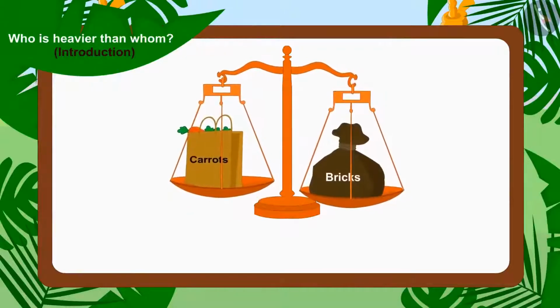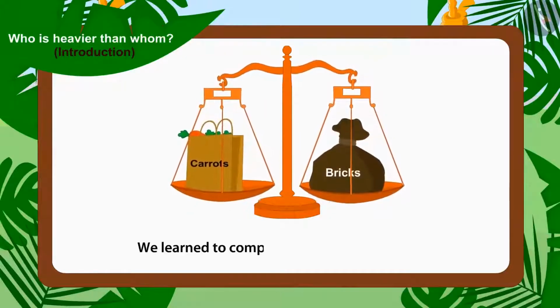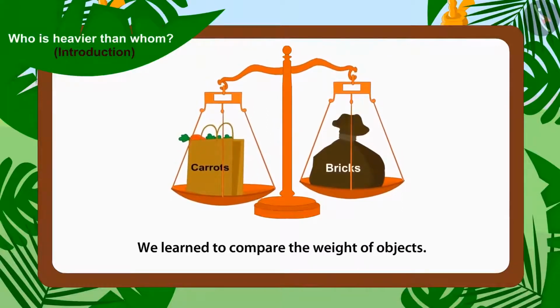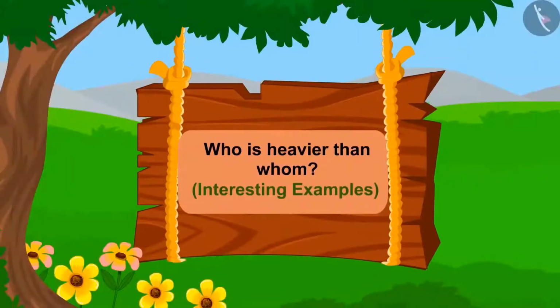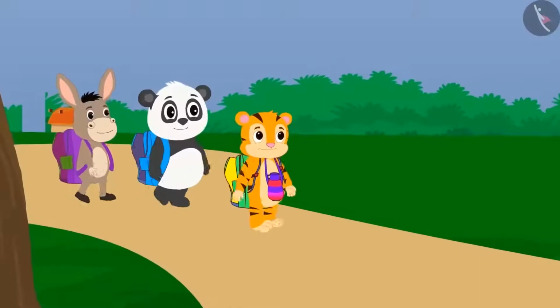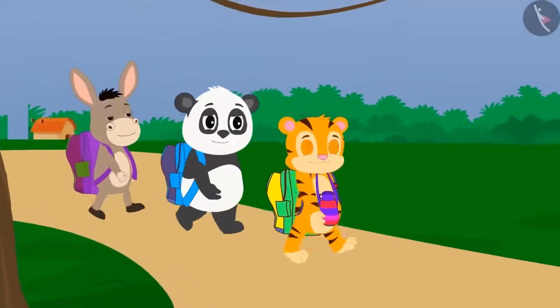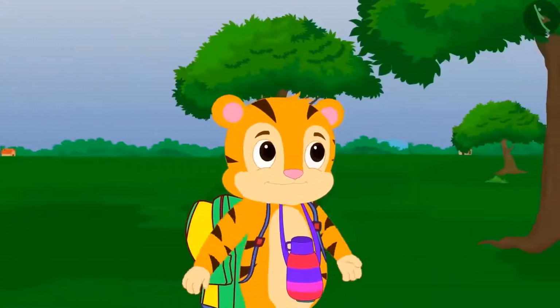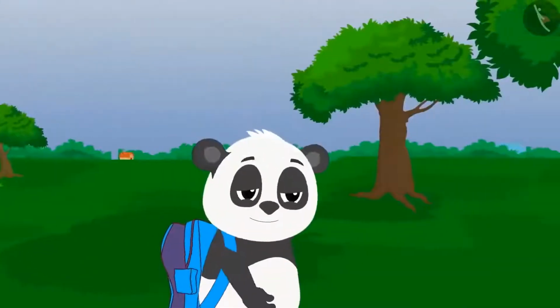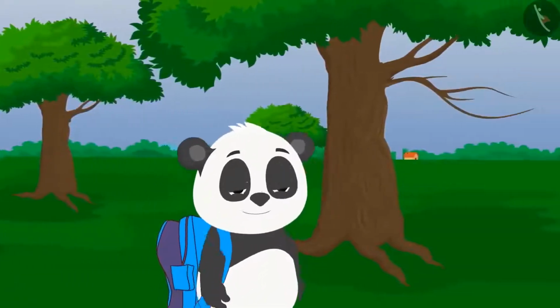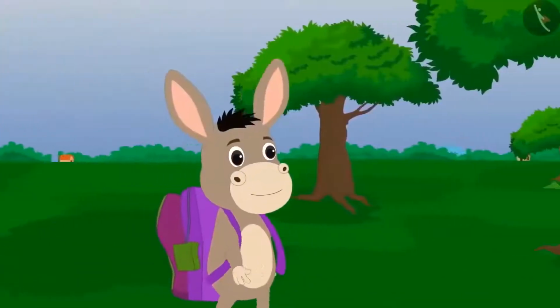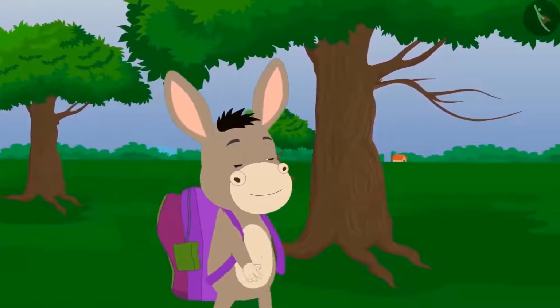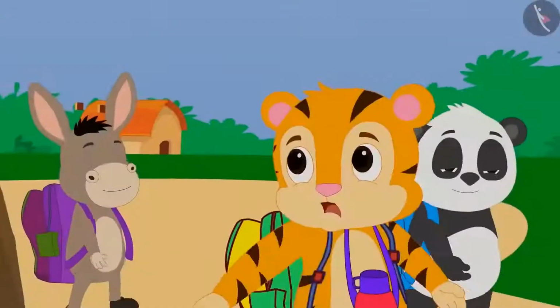Children, in the previous video, we learned to compare the weights of objects. In this video, we will learn more about it by some interesting examples. Bhola, Golu and Sher Khan are returning from the school. Sher Khan is walking fast. Golu is a little behind him, and Bhola is following them both.